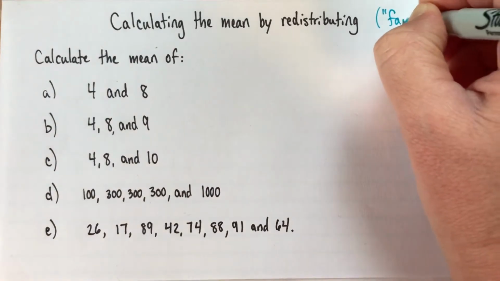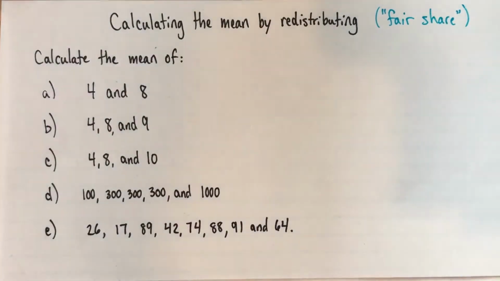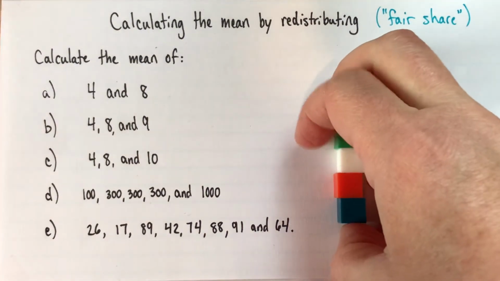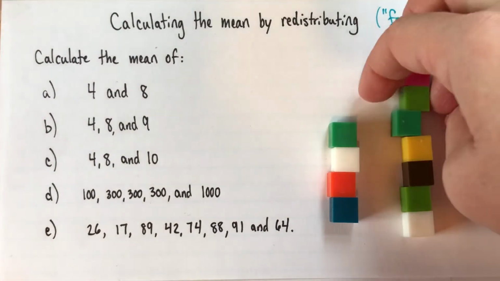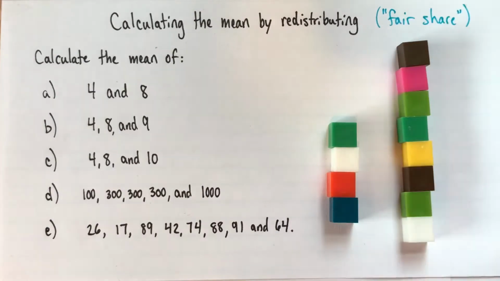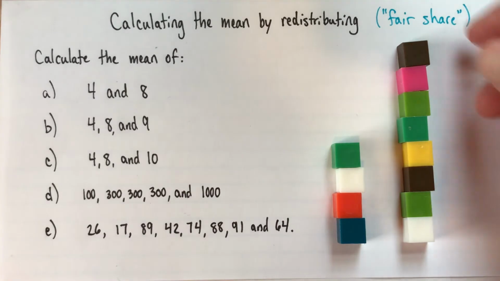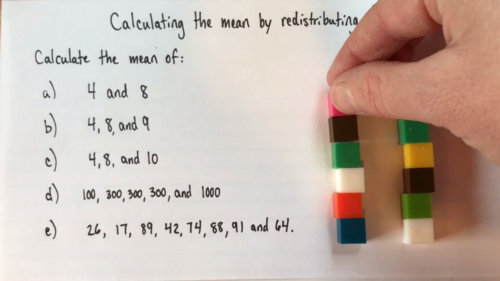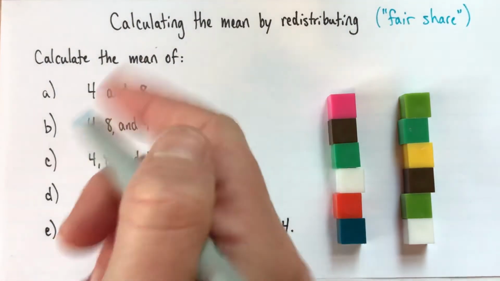I think it's maybe also helpful to think about the words fair share. We're doing a fair share of these numbers. Alright, so first we'll calculate the mean of 4 and 8. So I'm going to use my little cubes here. There's 4, and there's 8. So I want to take these cubes and distribute them so that they're the same number in each of the two piles. I have to end up with the same number of piles I started with. So if I have two numbers, I want two piles. There we go, I've got it. So the mean of 4 and 8 is this number here, 6.